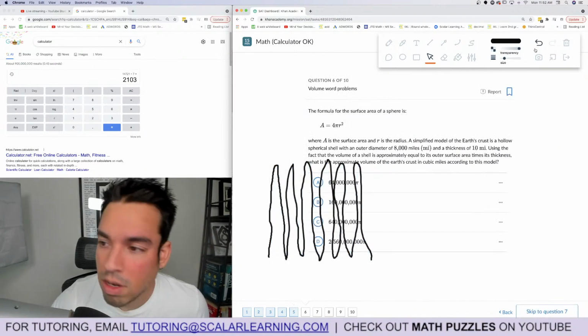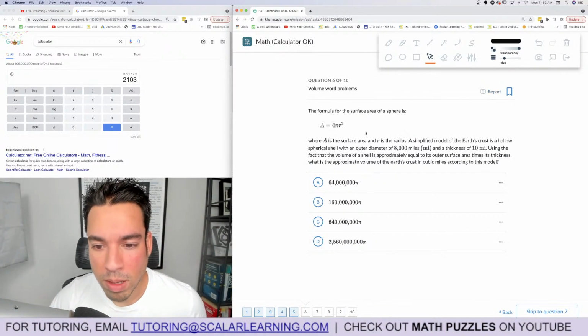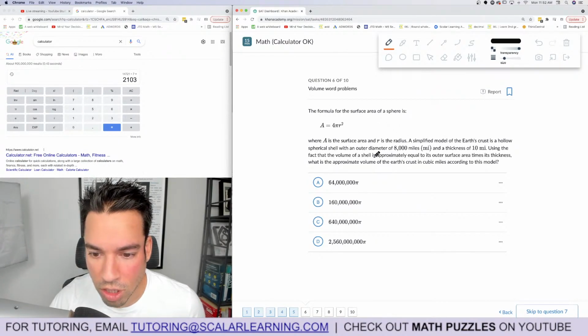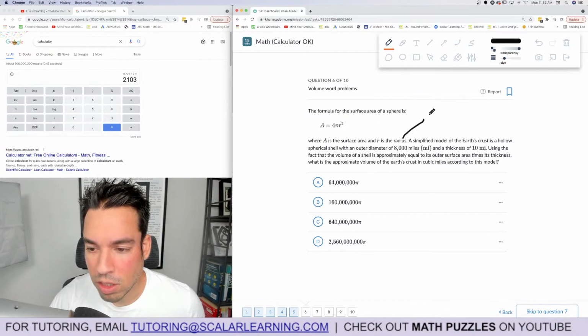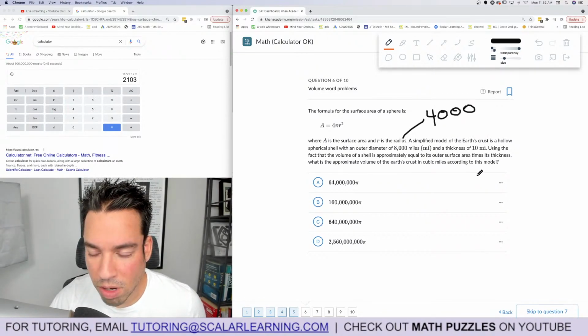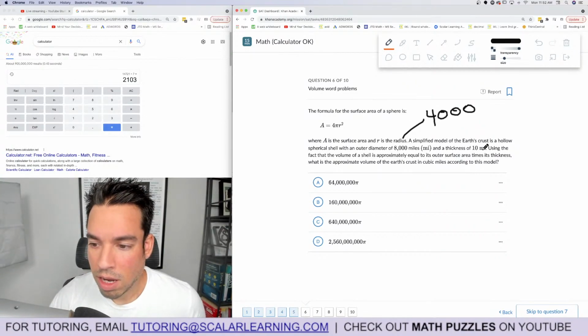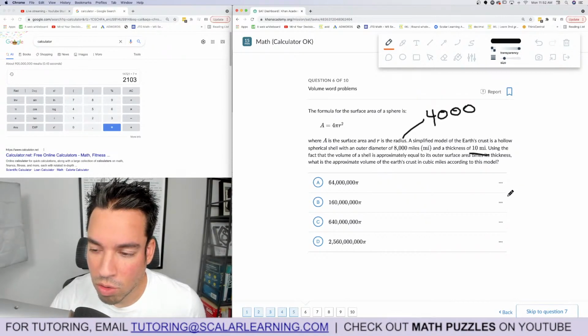All right, next. Number 6. A equals blah, blah, blah, where A is the surface area and R is the radius. A simplified model of the Earth's crust is a spherical shell with an outer diameter of 8,000. That means the radius would be 4,000, and a thickness of 10 miles. Using the fact that the volume of the shell is approximately equal to its outer surface area times its thickness, what is the approximate volume of the Earth's crust in cubic miles according to this model?